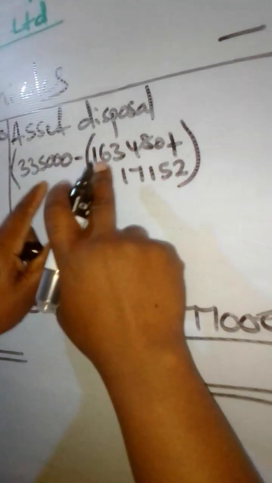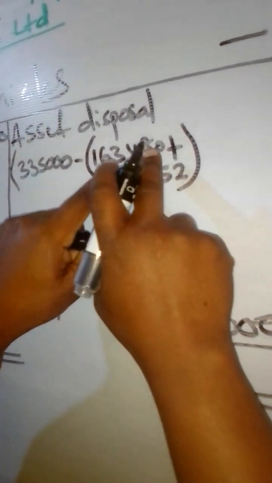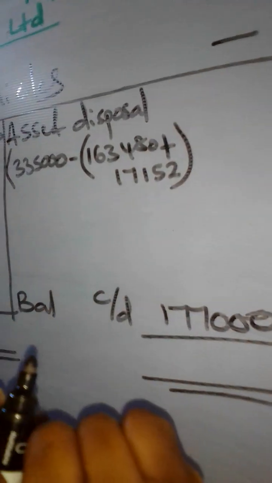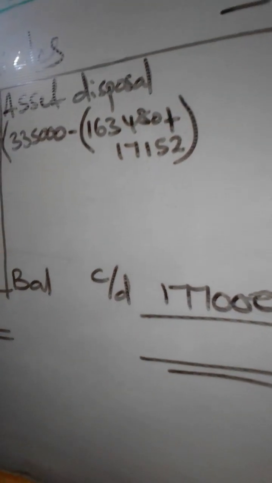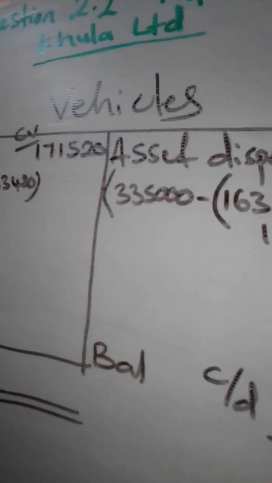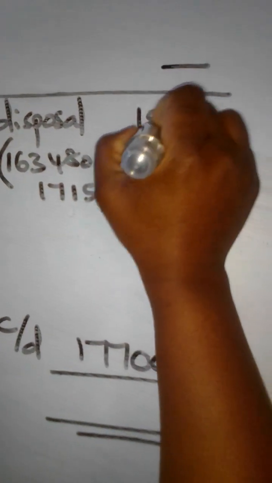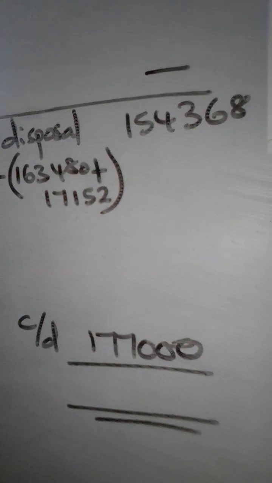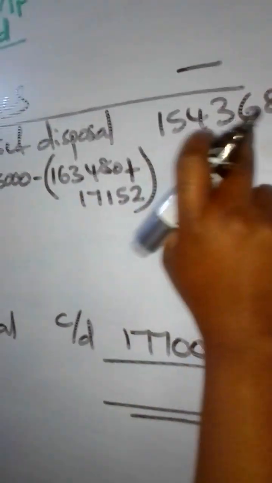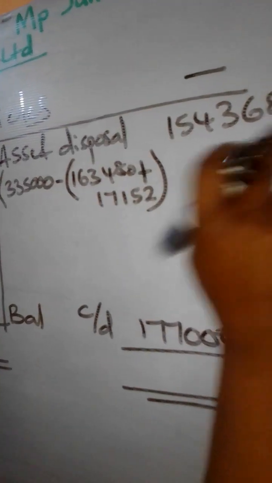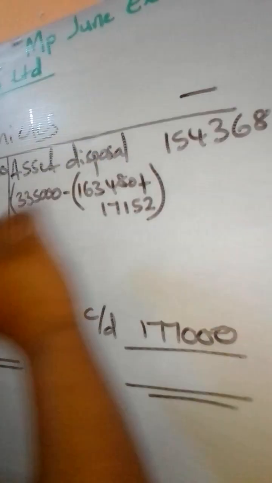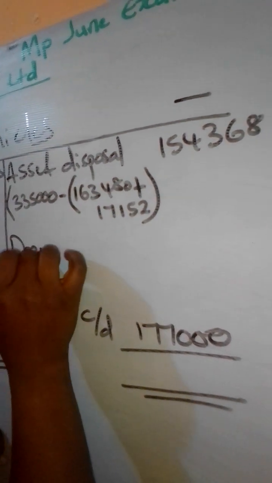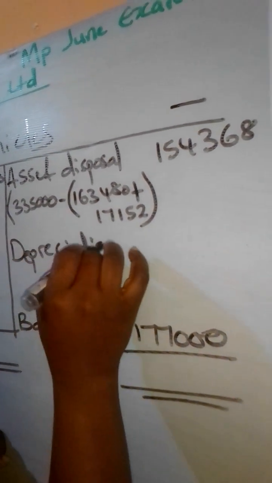Okay, so when we say 335,000 minus 163,480 plus 17,152, we are going to remain with something like, let me see on my calculator, 154,368. Okay, so this is the carrying value or the book value of the asset that was sold on the day that it was actually sold. Okay, what else do we record on the credit side? Depreciation. Okay, let's also record the depreciation.